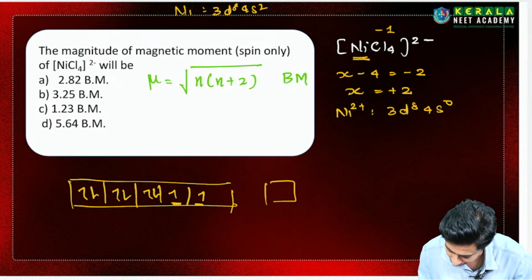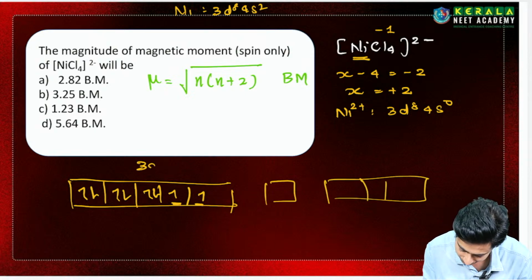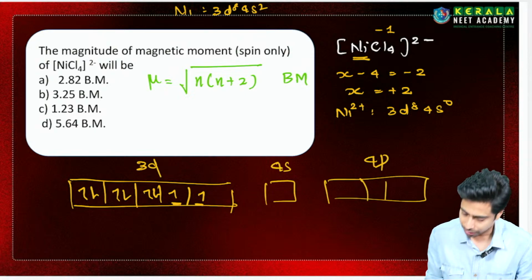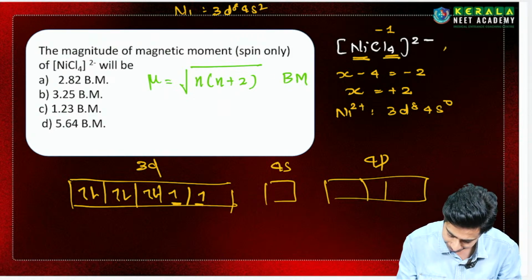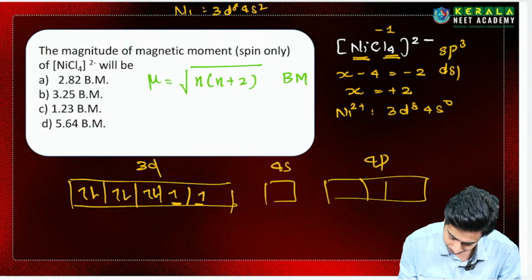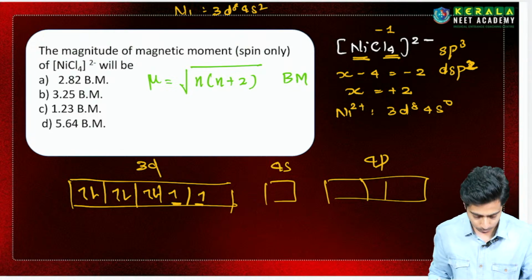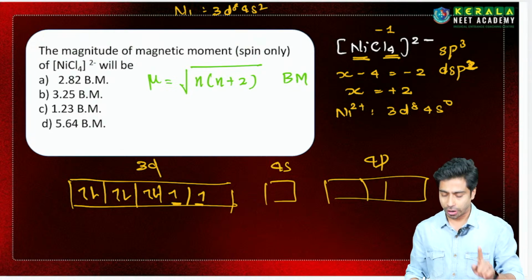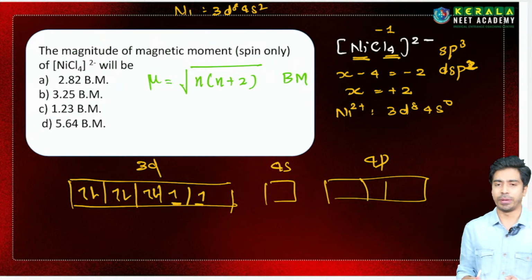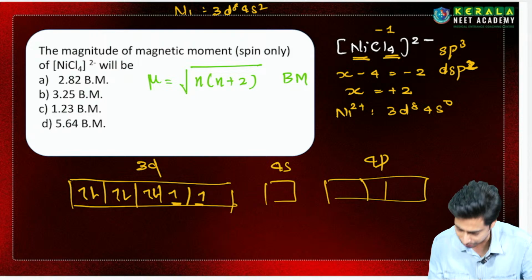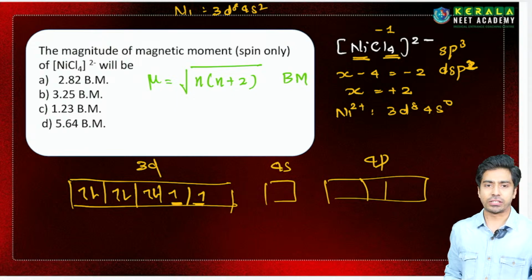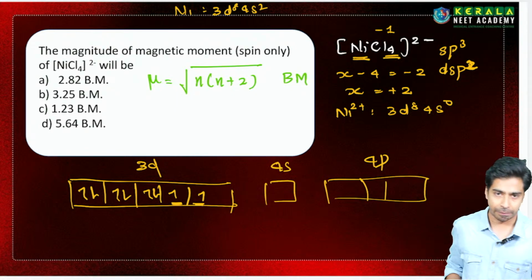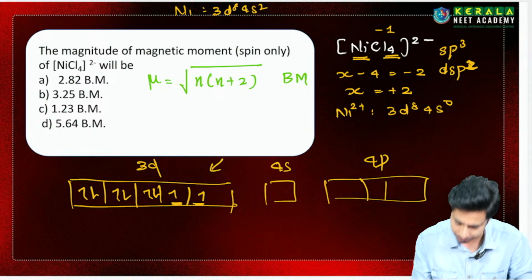Now the 4s orbital and 4p orbital: 3d, 4s, 4p. So the secondary valency is 4, and hybridization can be either sp3 or dsp2. If the coordination number is 4, then hybridization will be either sp3 or dsp2. Will these two electrons pair? The pairing will take place only under the influence of a strong field ligand.